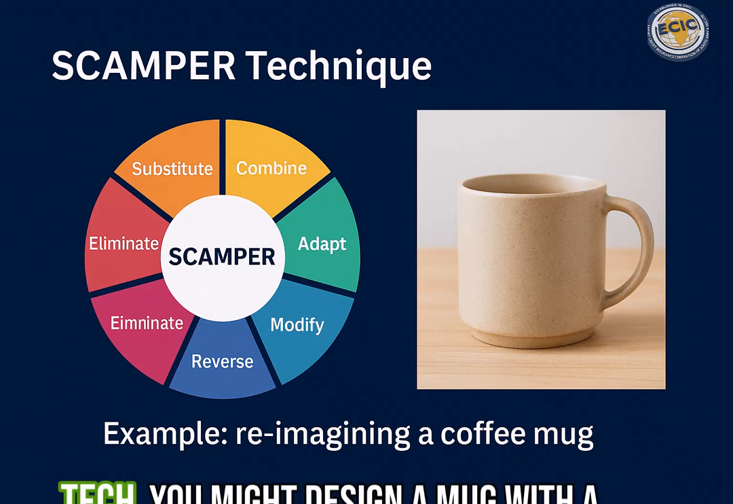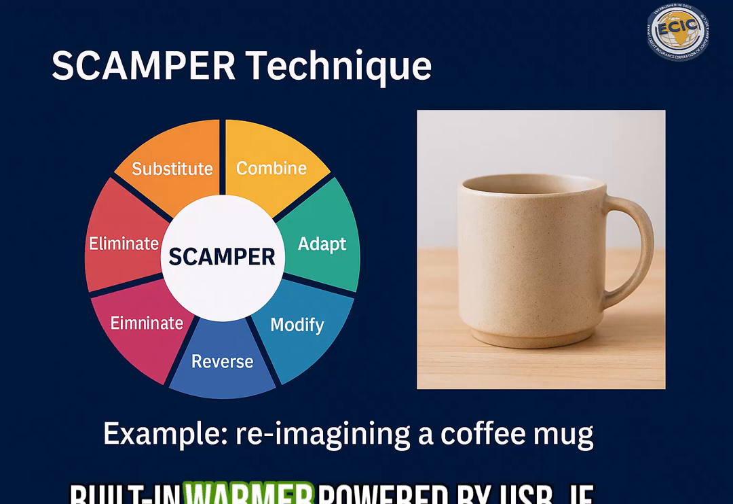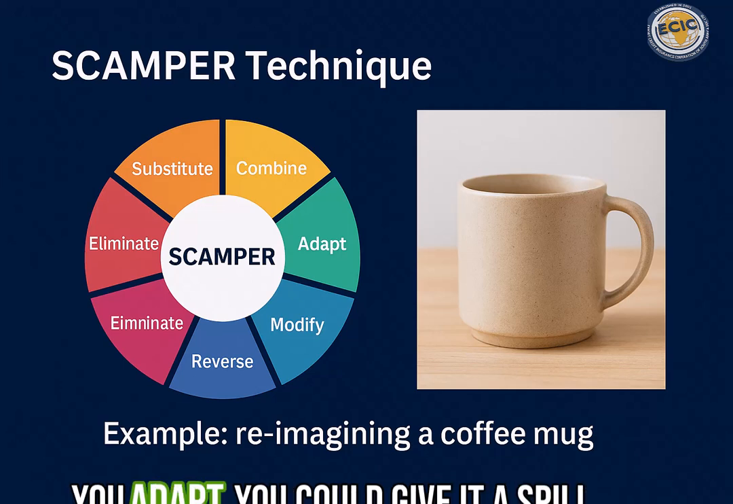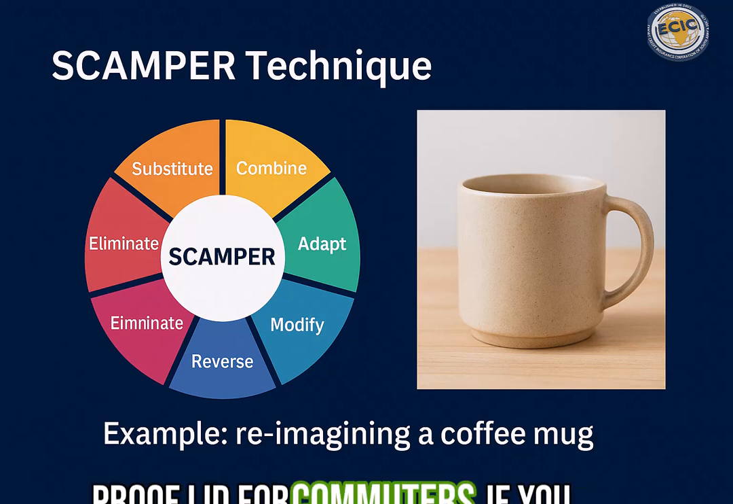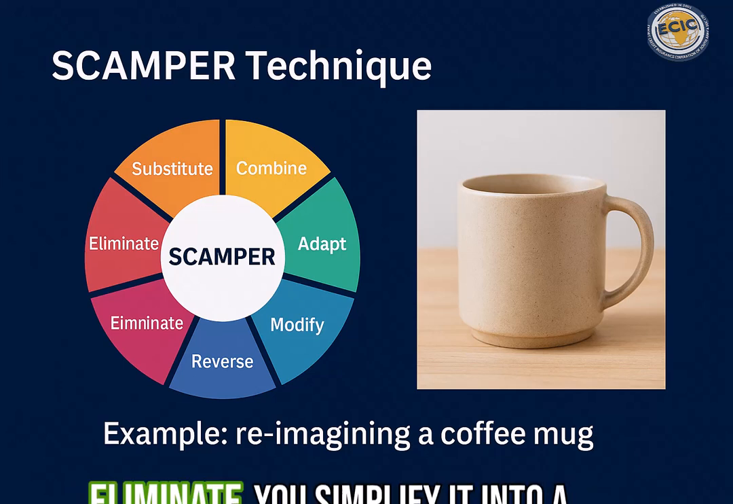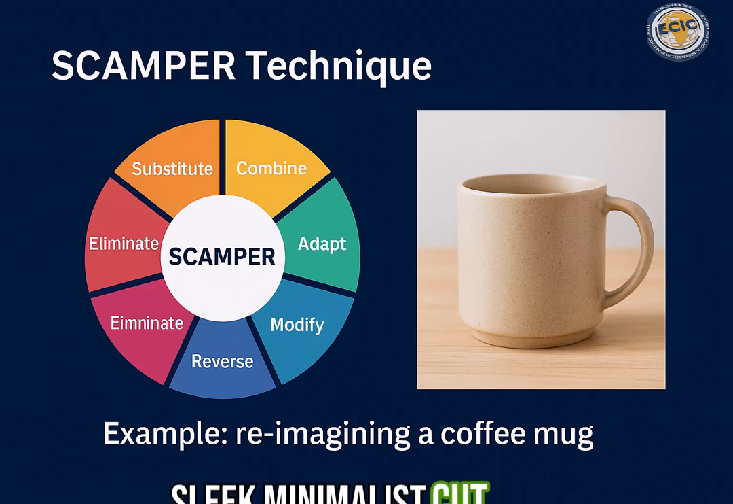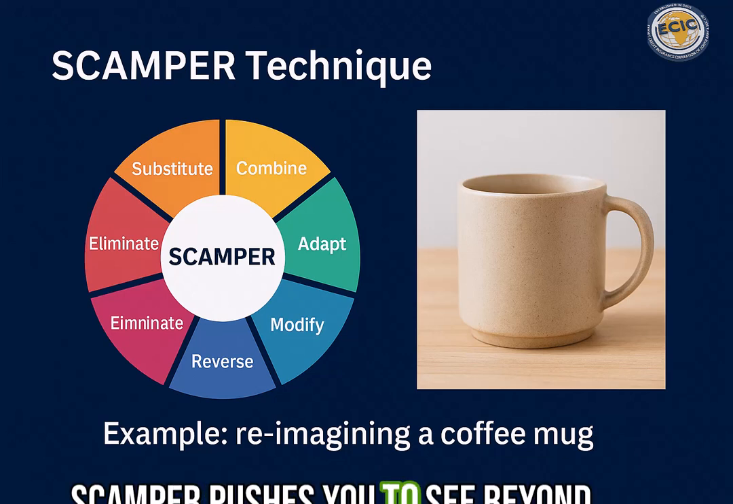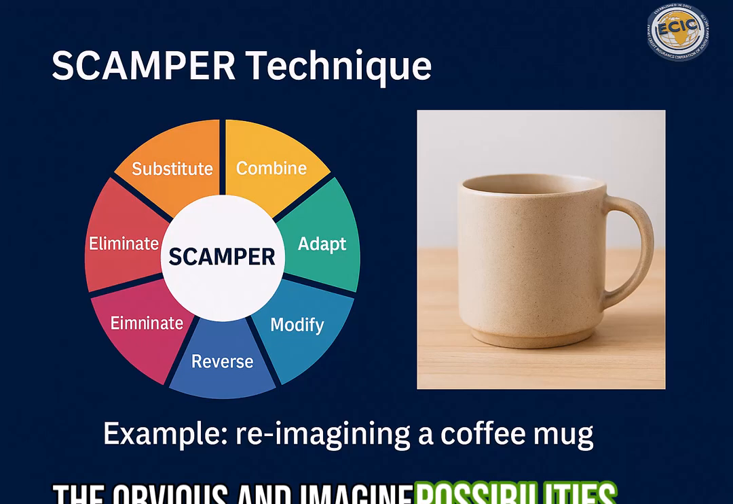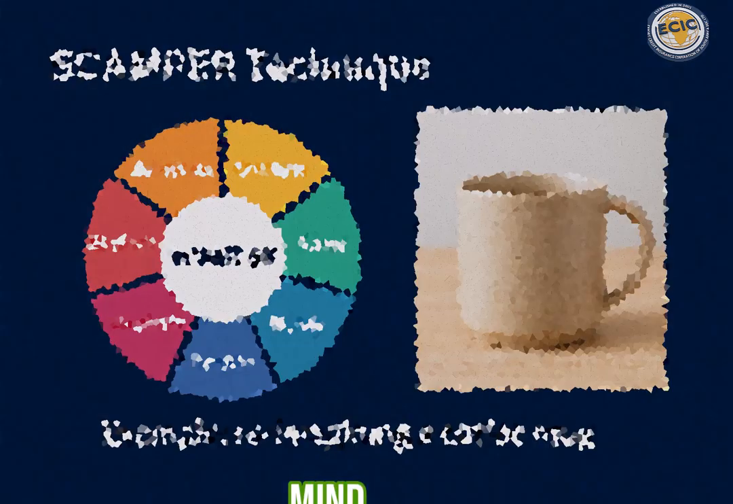If you combine it with tech, you might design a mug with a built-in warmer powered by USB. If you adapt, you could give it a spill-proof lid for commuters. If you eliminate, you simplify it into a sleek minimalist cup. Scamper pushes you to see beyond the obvious and imagine possibilities that normally wouldn't come to mind.